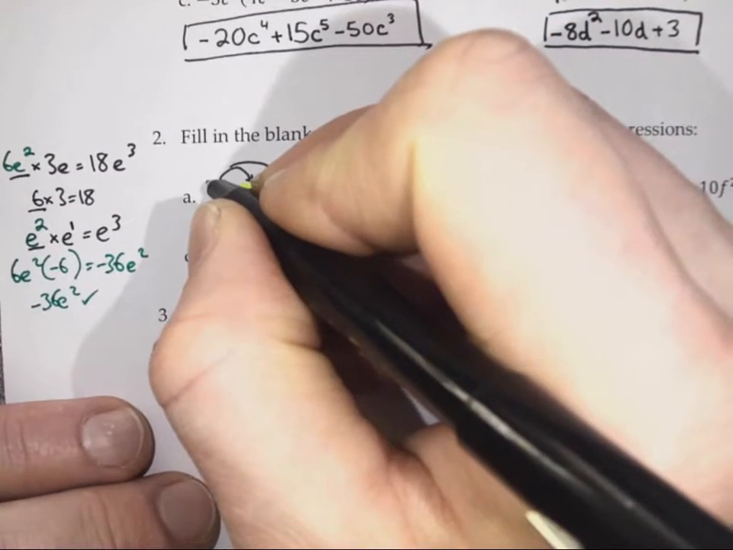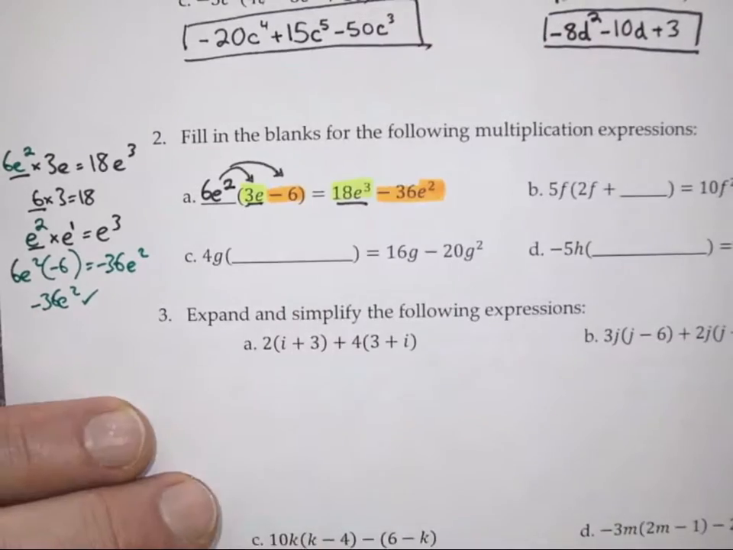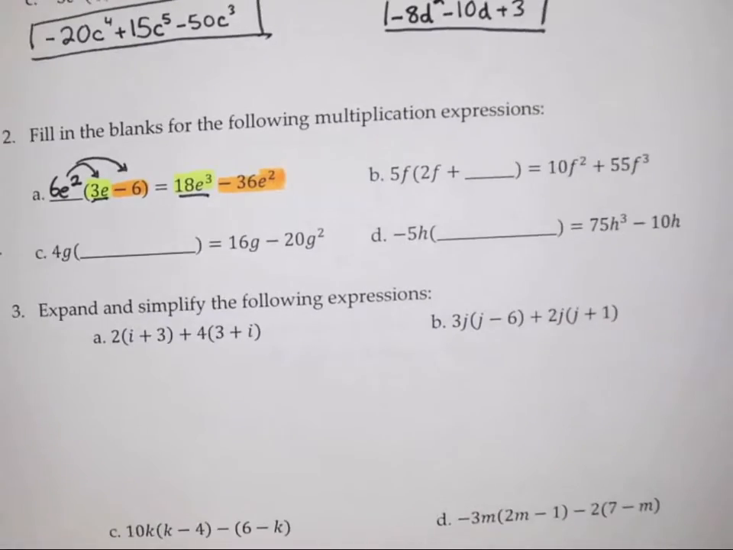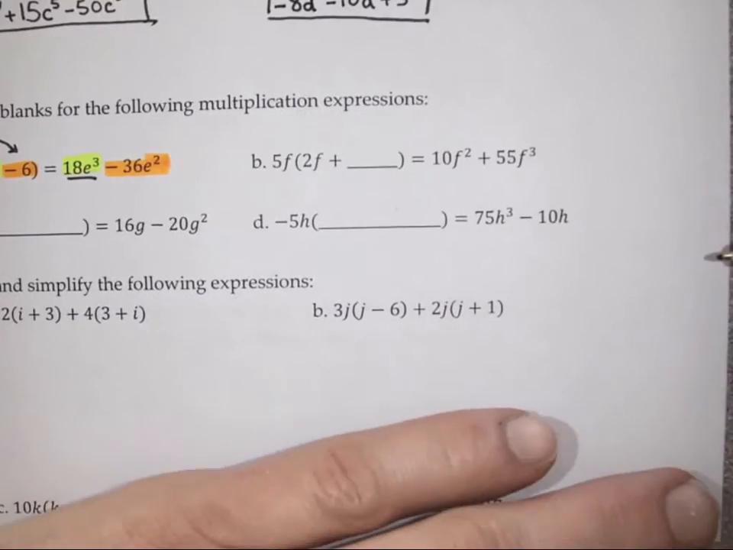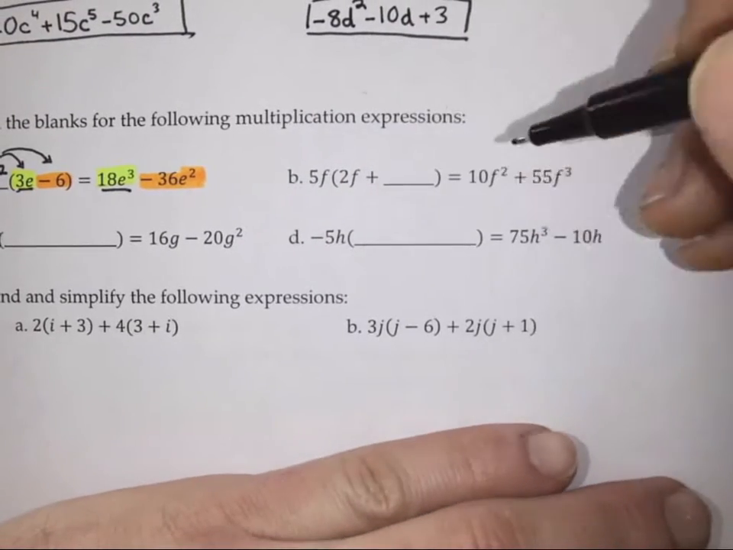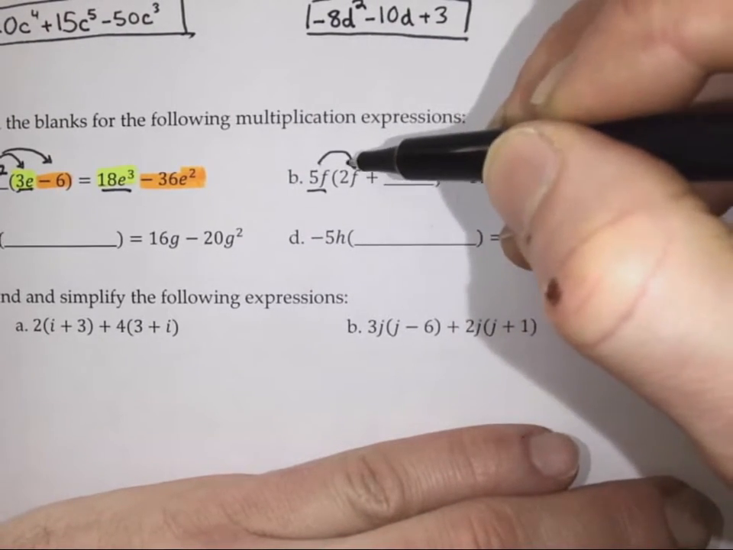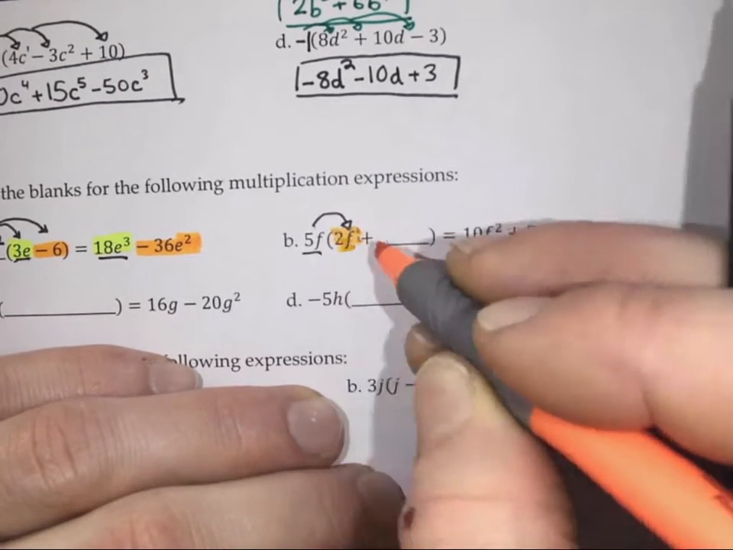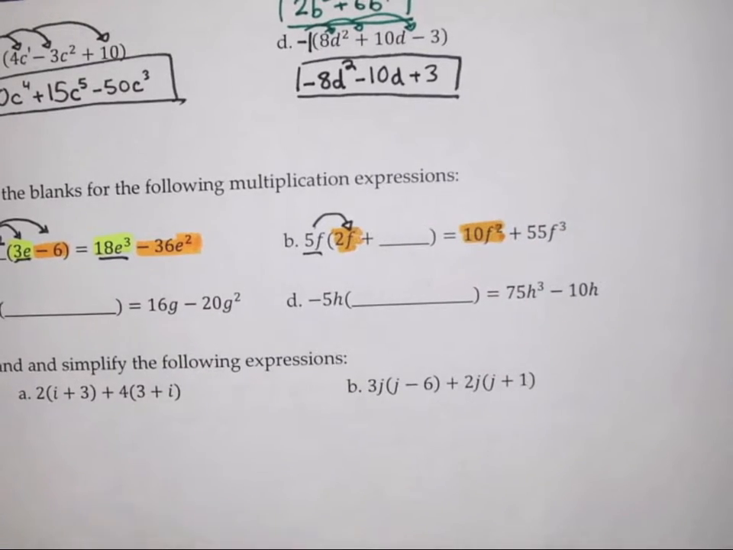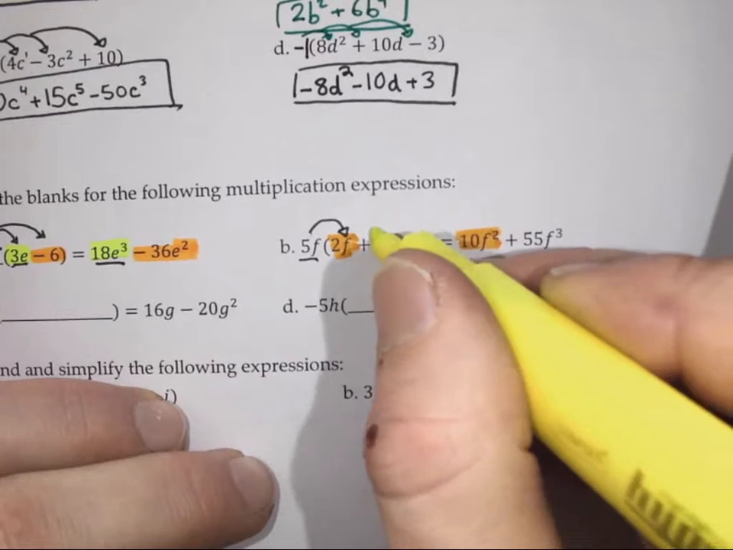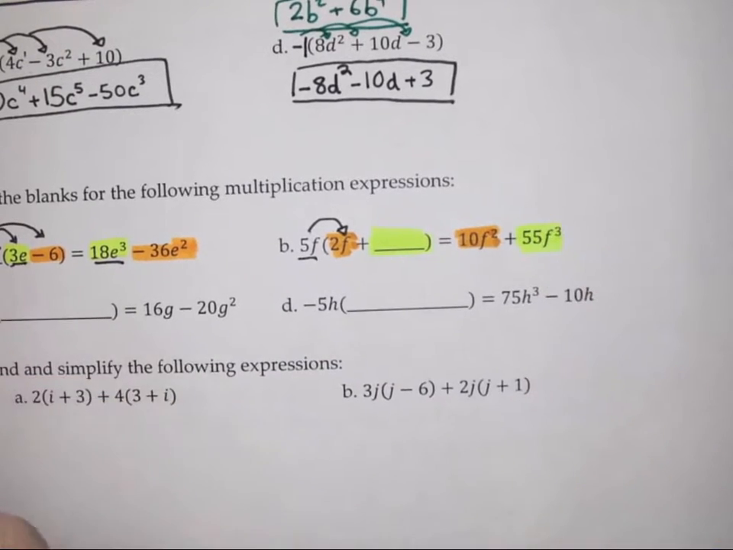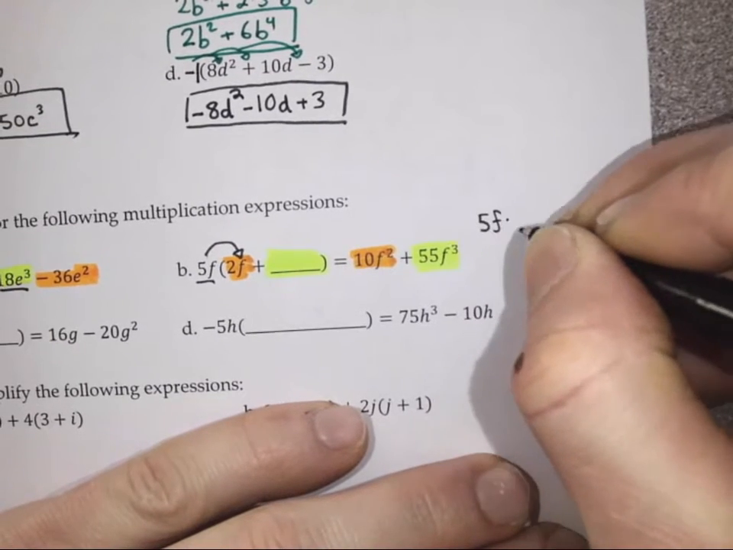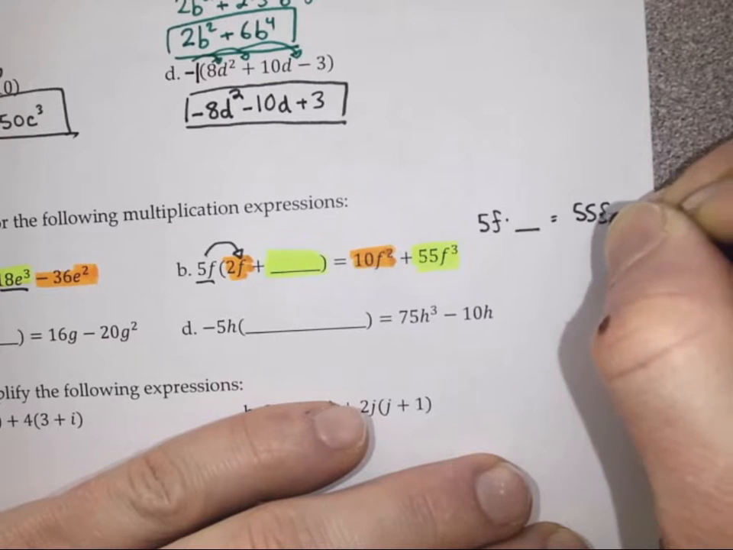All right, so I'm going to put my 6e squared here. And I'm going to do a little bit less of writing these steps in the margins. But I'm going to try to model our same reasoning here for question B. All right, question B. So I know that 5f has been multiplied by 2f, and that gives us 10f squared. Okay. So I'm going to highlight those guys in orange, just to know that they correspond. And this blank is going to be multiplied by 5f to get 55f cubed. So what this really says is, what do I multiply 5f by to get 55f cubed?